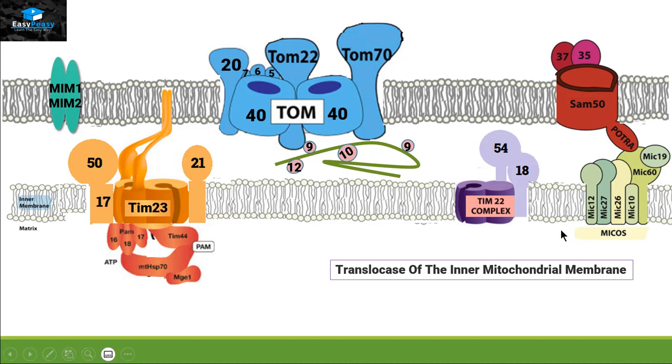Now Tim22 has the Tim complex as a core domain, and it has Tim54 and Tim18 that will act as a receptor domain and will recognize the protein from the intermembrane space. Now let's see how it's going to perform its function.